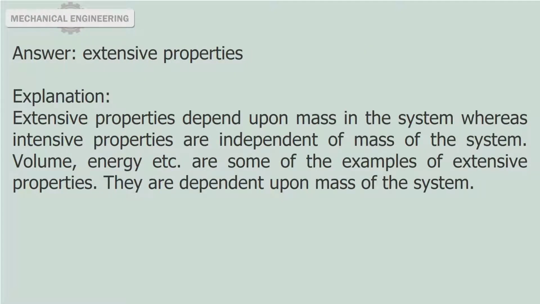Answer: extensive properties. Explanation: extensive properties depend upon mass in the system, whereas intensive properties are independent of mass of the system. Volume, energy, etc. are some of the examples of extensive properties. They are dependent upon mass of the system.